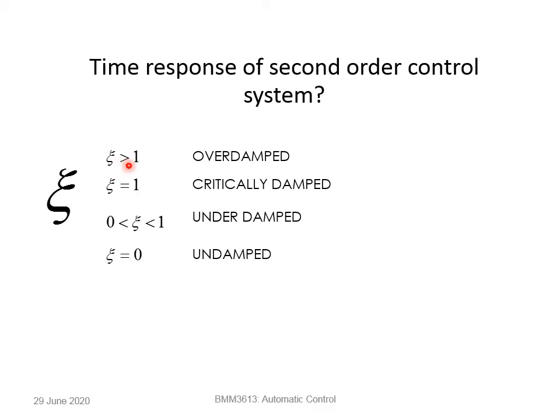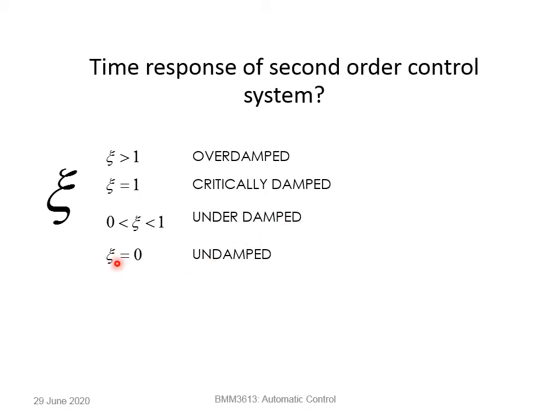If the damping ratio is larger than 1, then we have an overdamped system, so no oscillation at all. If we have zeta equal to 1, we are in the ideal case of critically damped. If you have zeta between 0 and 1, then your system is underdamped, right? You start to have some oscillation.